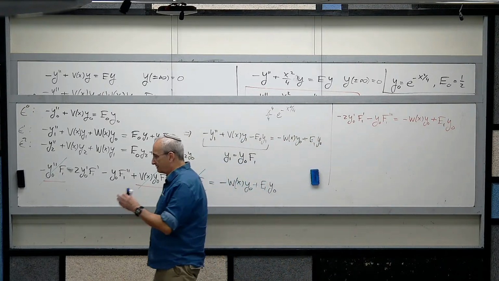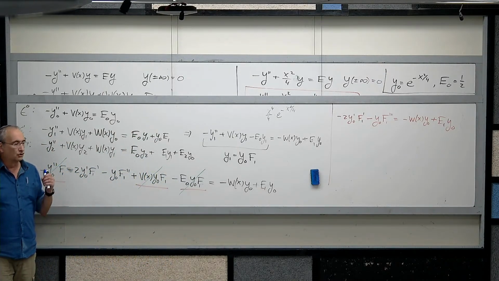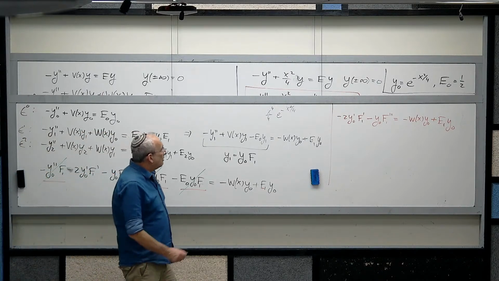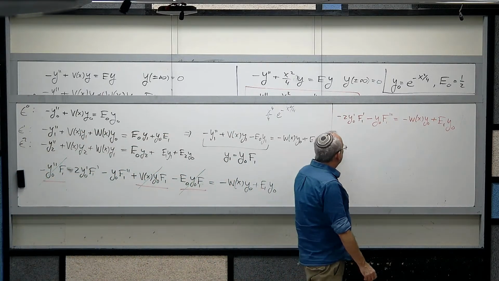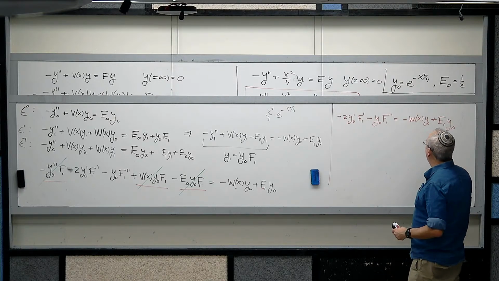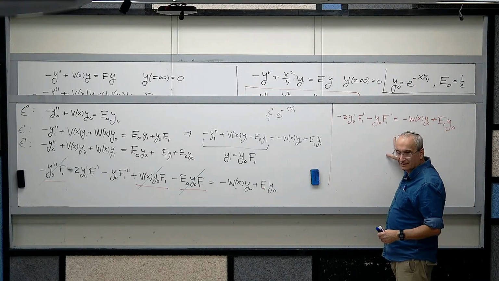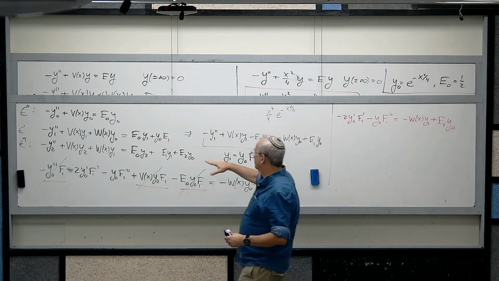Any function that converges at infinity faster than a Gaussian. Good. Okay. So this is the equation, and now this is the equation for the first order, right? Now look at the second order.